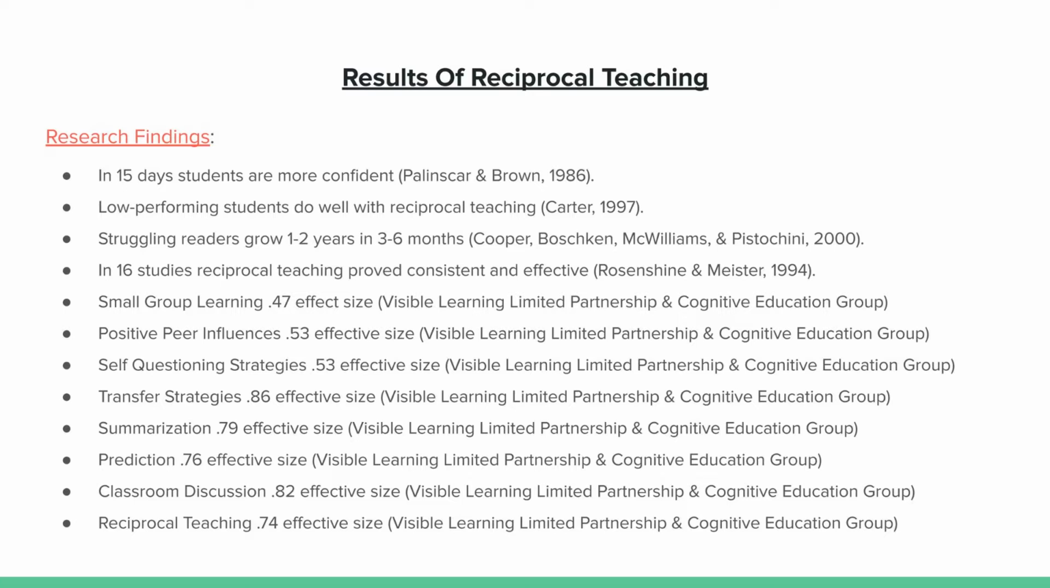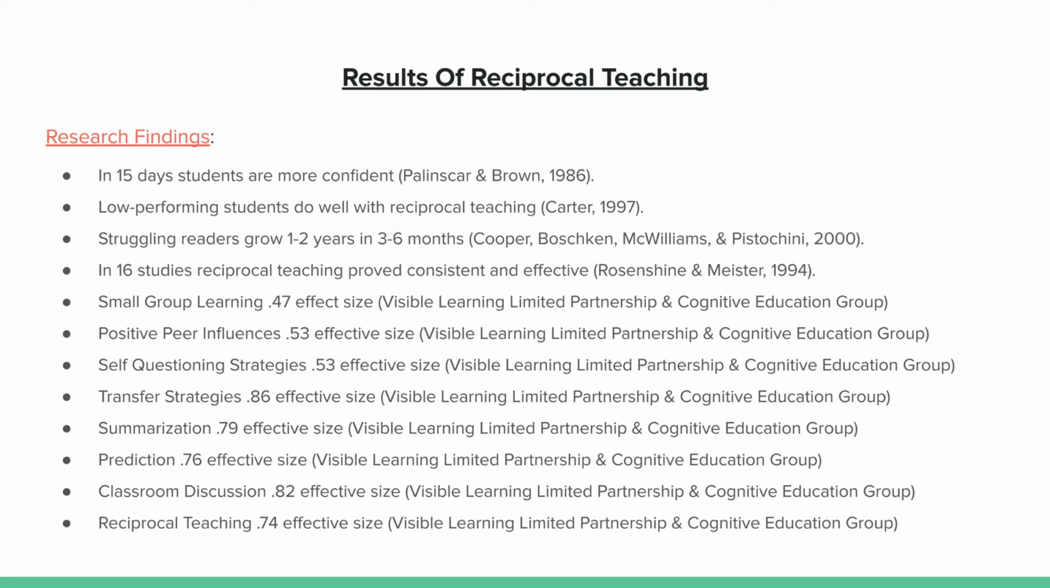Struggling readers grow 1 to 2 years in 3 to 6 months, and that was significant for me because I have found that students in my classroom were ranging from all over the place as far as ability level, and I know that I was closing the margin every time that I implemented this strategy in the class. In 16 studies, reciprocal teaching proved consistent and effective.